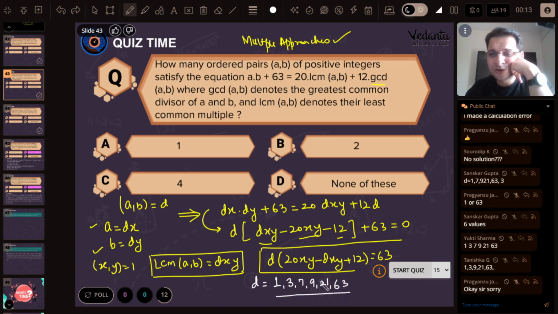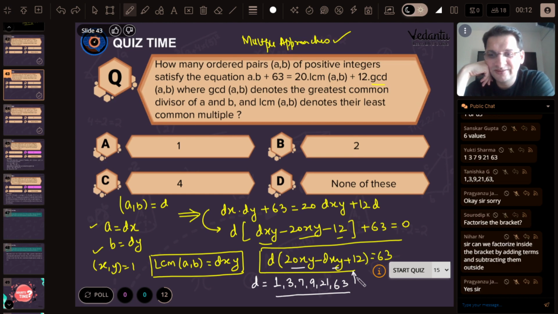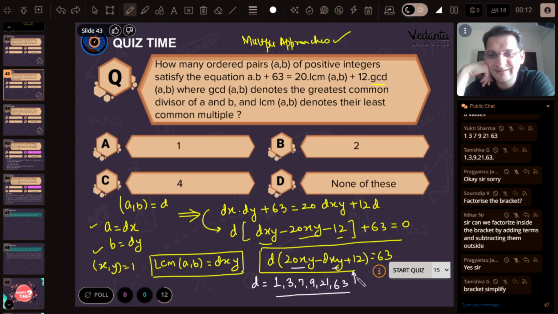But again, don't you think it is going to become lengthy by checking all these values of d? Because if we put d equal to 1 here, then 20 times (x plus y) minus xy plus 12 is equal to 63, and so on. It is going to be lengthy for all the cases. Don't you think, guys? Bracket simplify you can do, but again, Tanishka, whatever you do, it is going to be lengthy in any case.